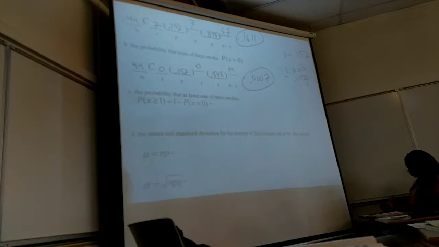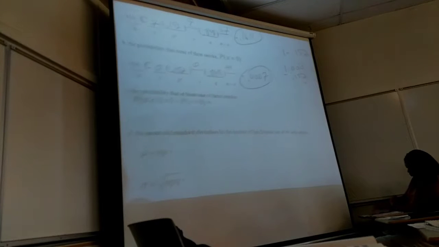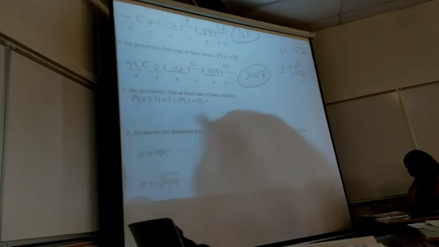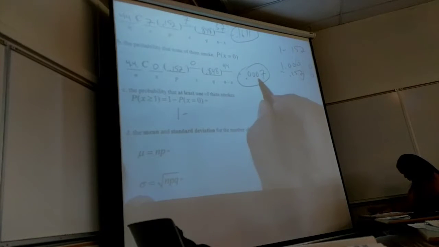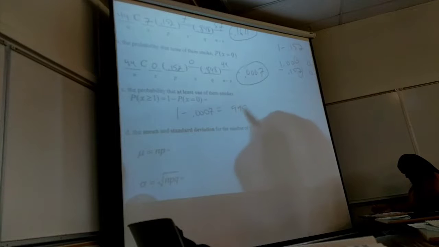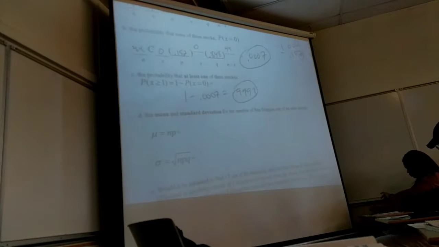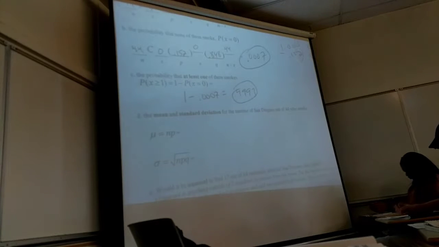So there's a very low chance, out of a random group of 44 San Diegans, that none of them will smoke. It's a very small chance. So the probability that at least one of them smokes is 1 minus the probability that none of them smoke, because they're the opposite of each other. We've seen that many times before already. So it's a very good chance; I would put money on there being at least one smoker out of any random group of 44 San Diegans.